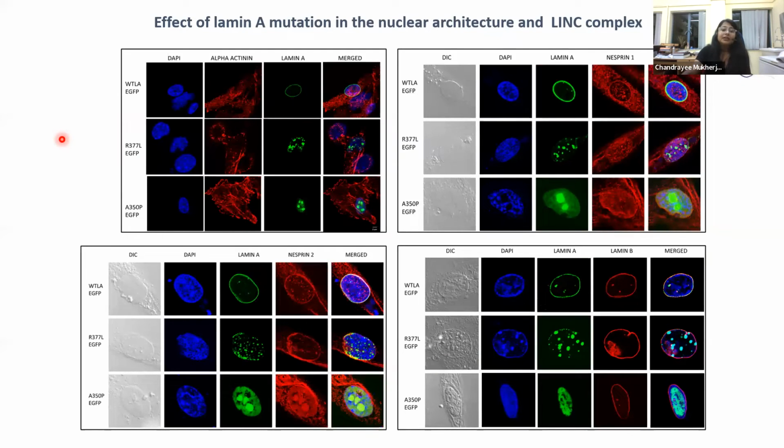To see how alpha actinin, because it is a branching inducer, is expressed or localized in the cell, I stained the cells with alpha actinin and also the Nesprins and lamin B. I did not see much change in lamin B because it did not localize with the lamin A aggregates, but we definitely saw Nesprins to have a different localization than the wild type.